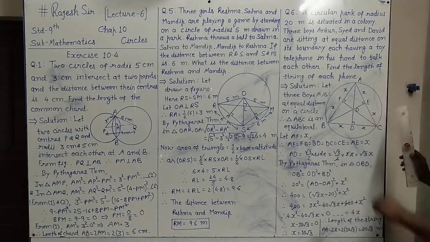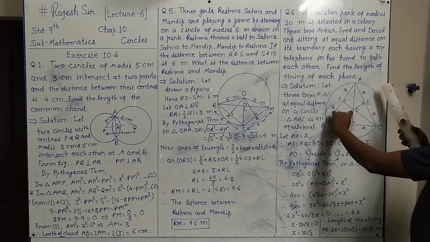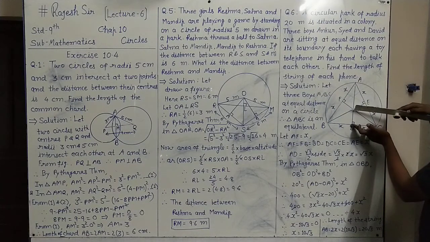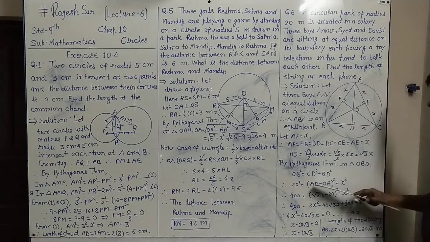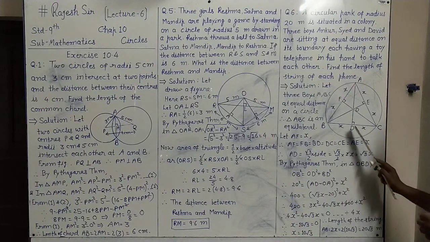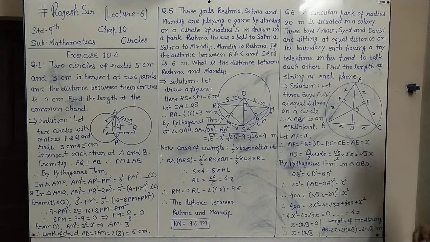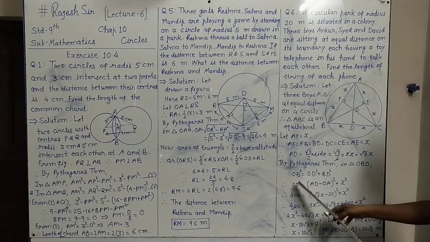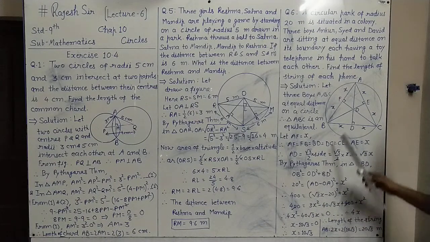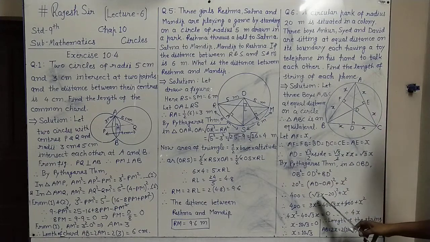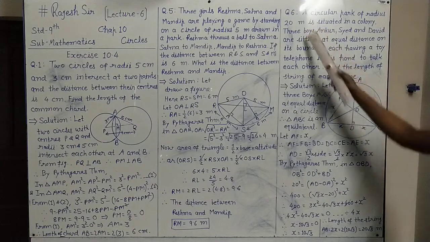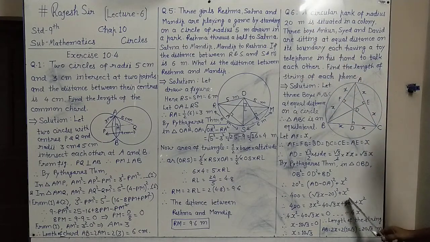OD. This OD length is AD minus OA. So in place of OD, we write AD minus OA, the whole square, plus BD, which we considered as x, so x square. 20 square is 400. AD we have found as √3x, minus OA. OA is again the radius of the circle, 20, the whole square, plus x square.